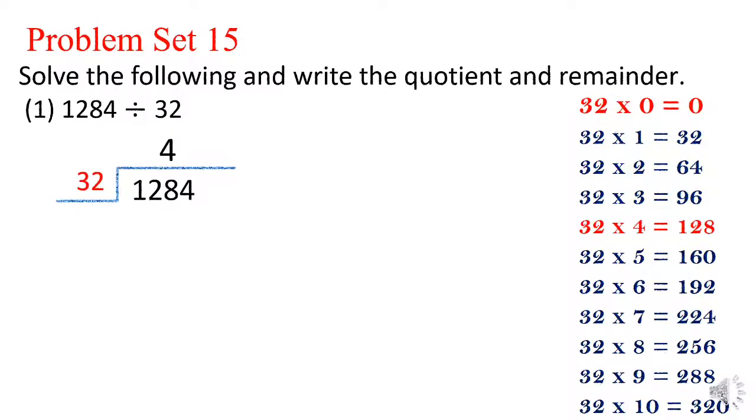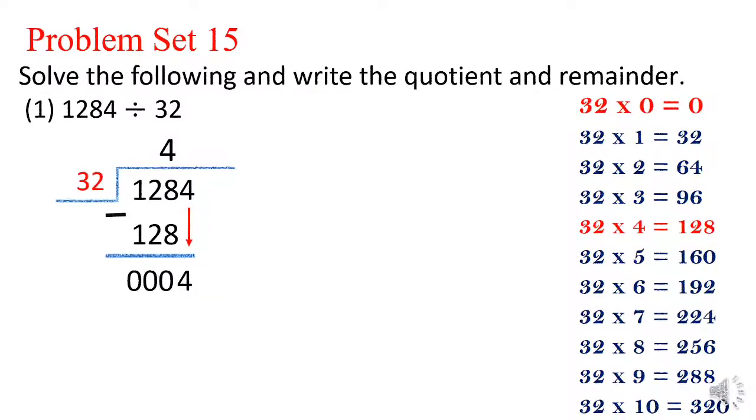Now step number 3 is to multiply 32 by 4. It comes to 128, so write 128 under 128. Now step number 4 is to subtract 128 from 128. It comes to 0. Now step number 5 is to bring down the next digit, that is 4. After bringing down the digit, we repeat steps 1 to 5 till there are no more digits to bring down.